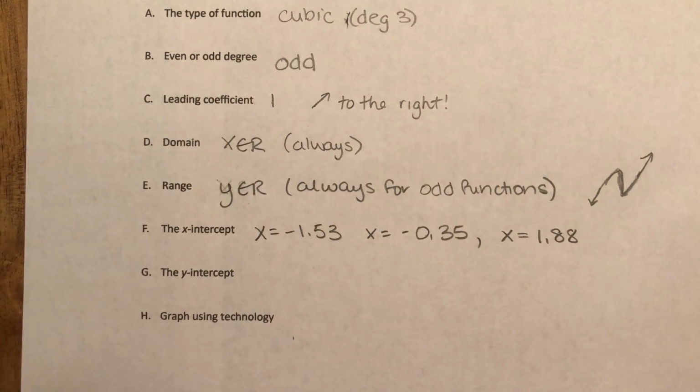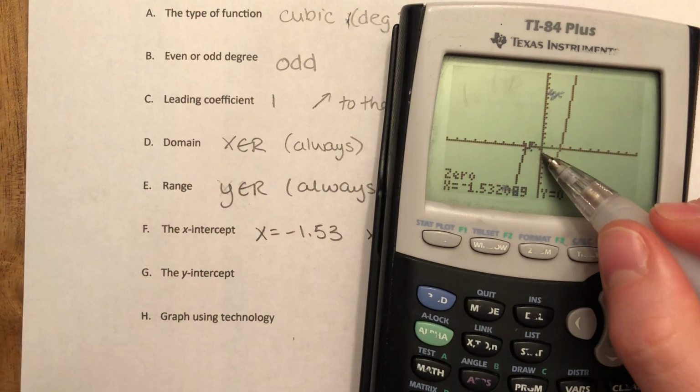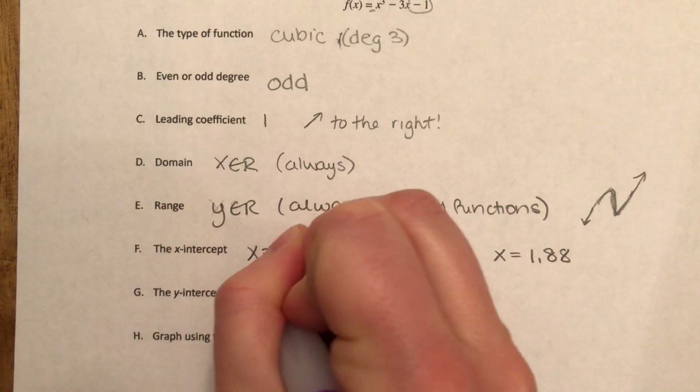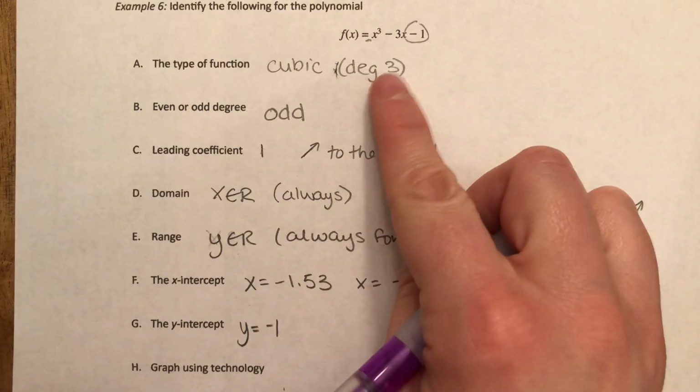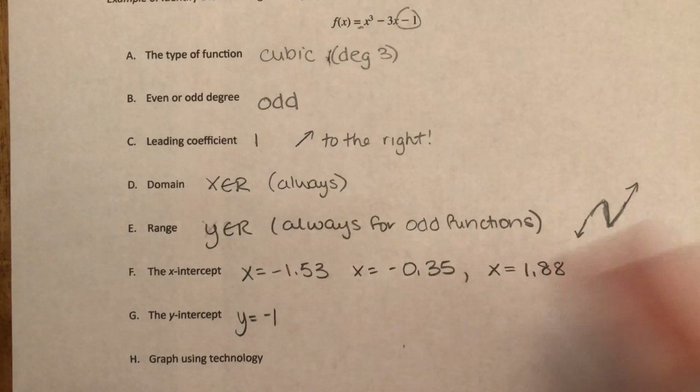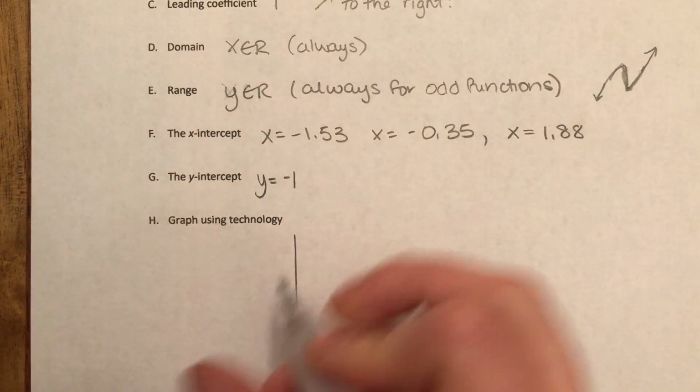My y-intercept, I could do it on my calculator. I could figure out what that value is, but remember that the y-intercept is always going to just be your constant value. So in this case, it's a negative 1. And we can see that on our graph. It's right there. Then if we want to graph using technology, hey, we already did that.